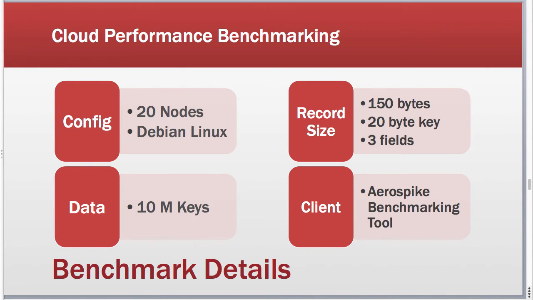Some more details, again, we used 20 server nodes, we used 20 clients as well, just to have the network bandwidth so we weren't blocked on bandwidth. We used Debian Linux. The data was 10 million keys. The record size was 150 bytes, 20 byte key, 3 fields. And we used the Aerospike benchmarking tool, which comes with the Java client.